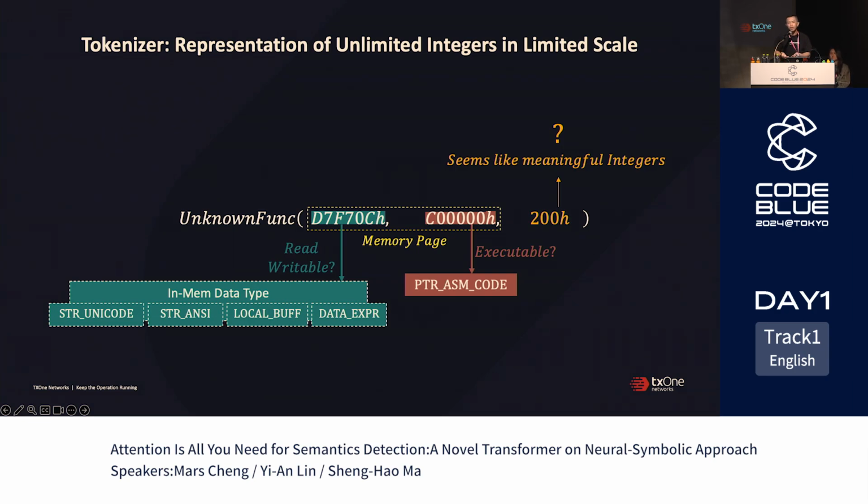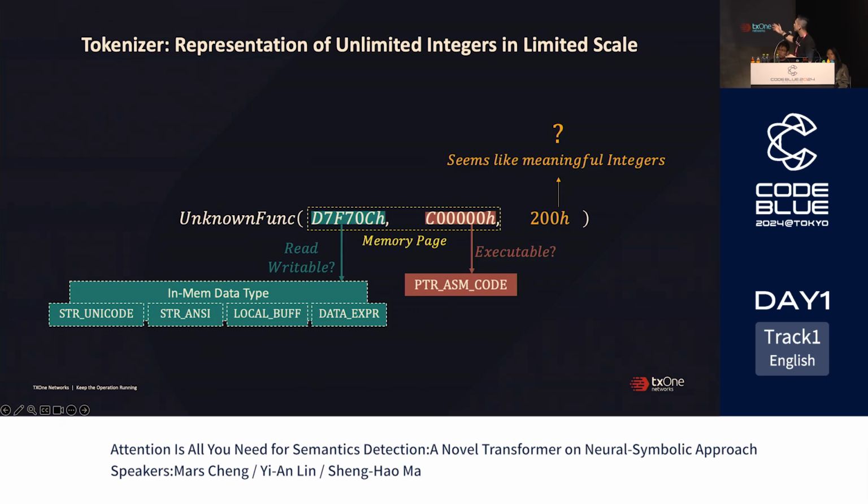Is that a memory patch? If the answer is yes, the human expert will double check whether the data type is a Unicode string, an ANSI string, a local buffer, or a data structure. So we can classify such an integer number into a human readable string, like its data type, Unicode string or ANSI string, as the token ID.